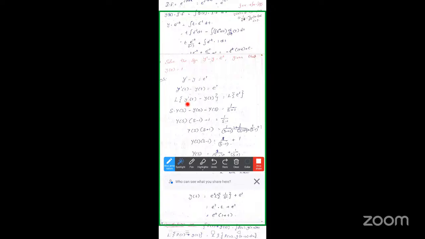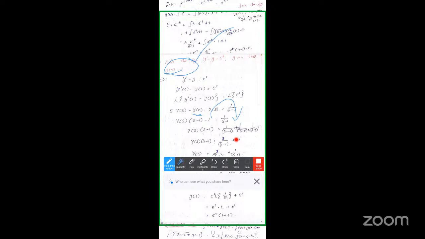By the formula, the Laplace transform of the first derivative is s into y of s minus y of 0. L of y of t is nothing but y of s. The given condition is y of 0 is equal to 1. Y of s is common in the first and last terms, so y of s into s minus 1, minus 1, is equal to 1 by s minus 1. So y of s into s minus 1 is equal to 1 by s minus 1 plus 1, since the minus 1 becomes plus 1 on the RHS.